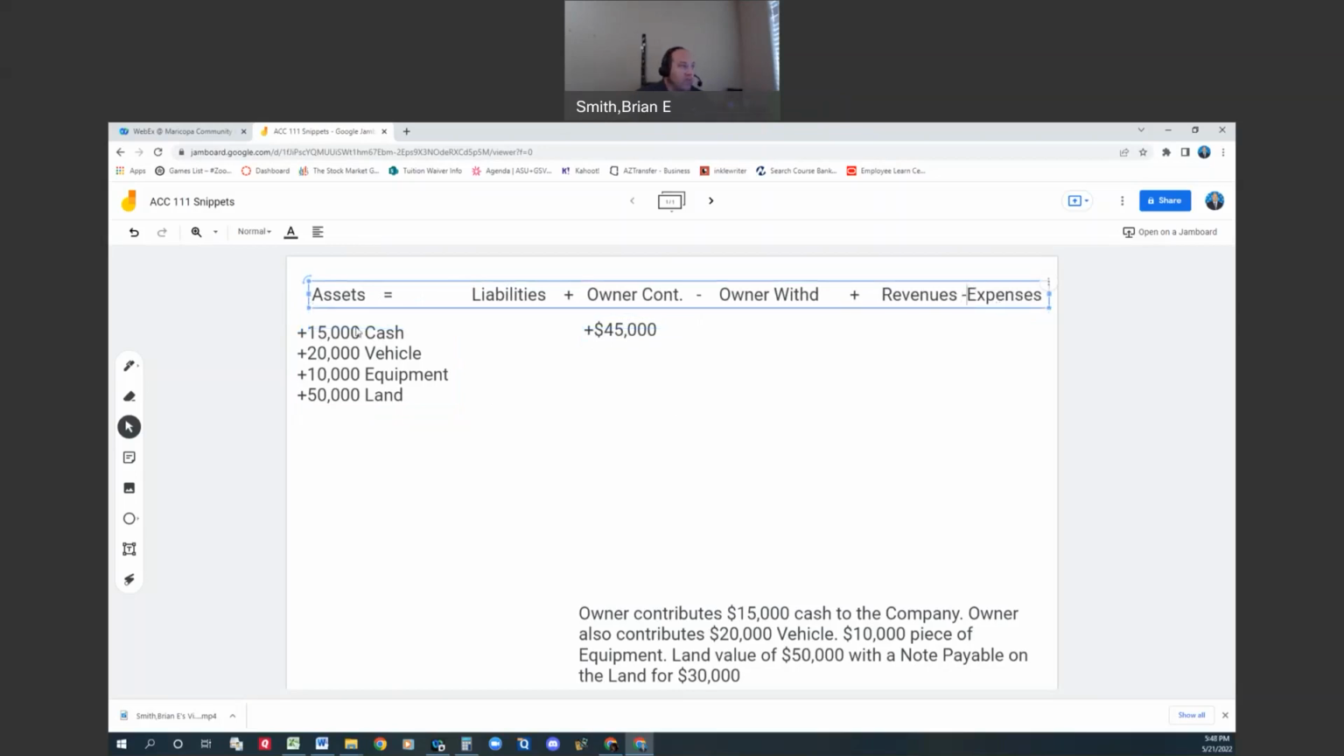Okay. So we have all these assets. We have this owner's contribution, but now we're going to increase this by the 20,000 that the land has been paid off. We paid off $20,000 of this land. We still owe 30,000. That's what the note payable is. So we're going to increase this to 65,000. We added 20,000 to that. And then under liabilities, notes payable will increase by $30,000.